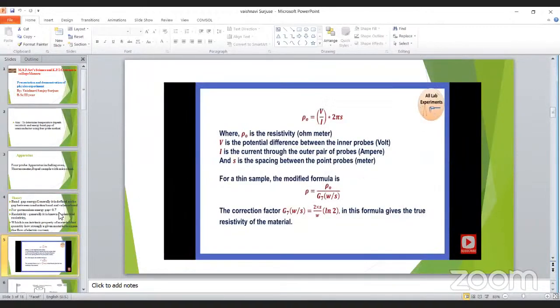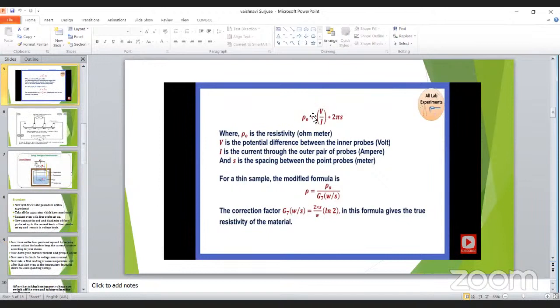The formula required for this experiment is rho 0 equals V divided by I into 2 pi s. Here rho 0 is the resistivity, which is in ohm meter. V is the potential difference between the inner probes in volts. I is the current through the outer pair of probes in ampere, and S is the spacing between the two probes, that is in meter.